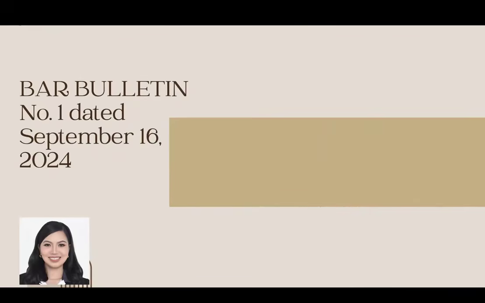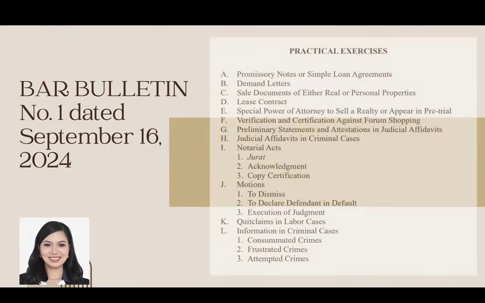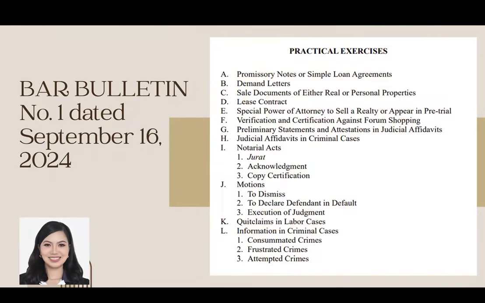So as per Bar Bulletin number 1, dated September 16, 2024, so these are the coverage. This is the coverage of your practical exercises. So these are your legal forms that you need to memorize or you need to be familiar with. Okay, so first, the promissory notes or simple loan agreements. Second is the demand letter. Third, sale documents of either real or personal properties.